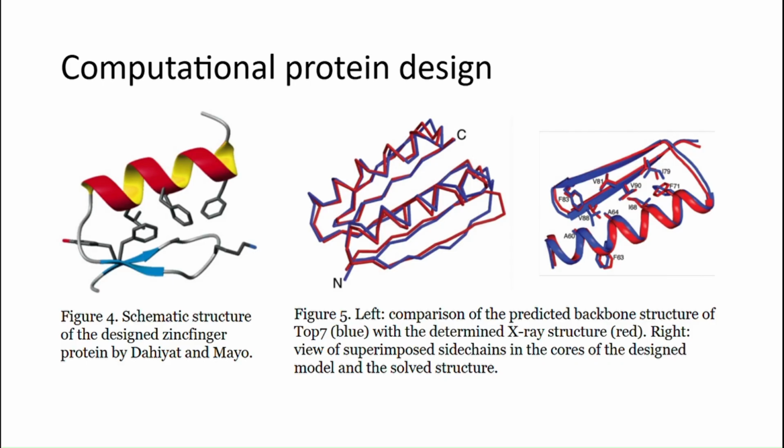predicted structure, Figure 4. While Dahiyat and Mayo's earlier work was restricted to fixed backbones, David Baker and colleagues achieved a major breakthrough in 2003 by designing and validating Top7, a novel 93 residue protein with fully optimized backbone conformations. This was a truly remarkable achievement for several reasons.